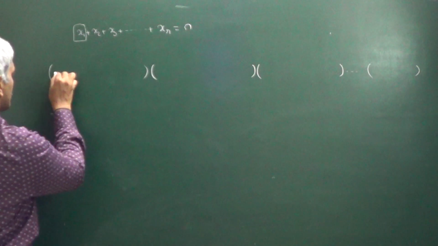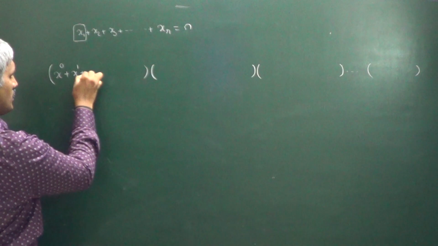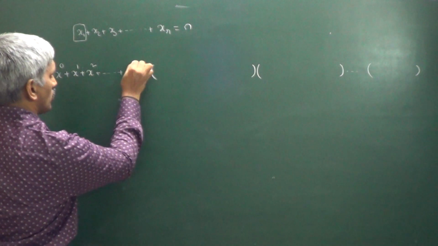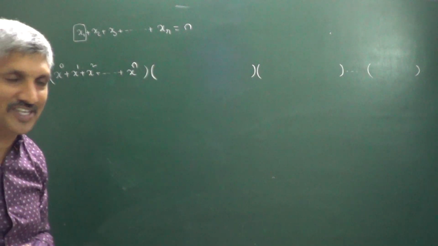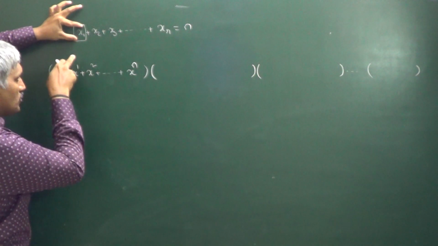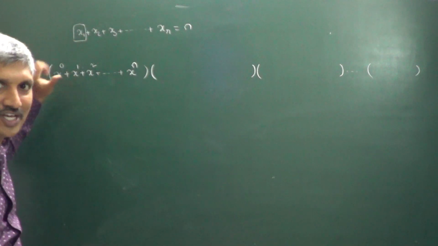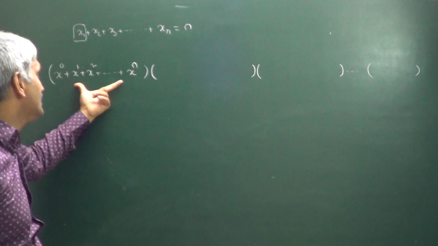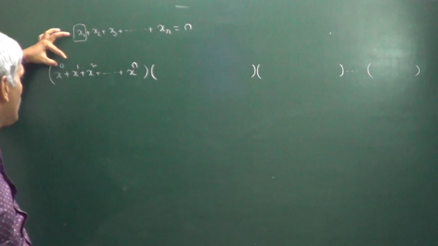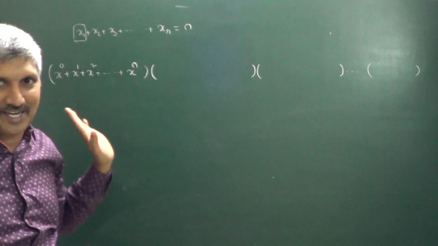In every box, I am keeping x power 0, x power 1, x power 2, plus and so on, plus x to the power of n. What is the meaning of this? In place of x1, you can give 0, you can give 1, you can give 2, you can give n also. That is the notation. This box represents the x1 values. In place of x1, you can give 0 or 1 or 2 or 3 and so on up to n.